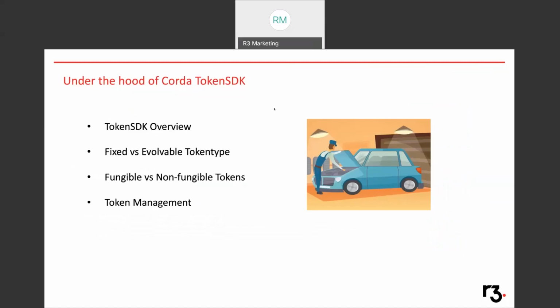So with that out of the way, you got a bit of a basic idea, I hope, about what a token is and what we're talking about in this Token SDK workshop. So we'd like to give you a bit of an overview of what the Token SDK is, talk about fixed versus evolvable token types, fungible and non-fungible token types, and how tokens are managed in the lifecycle. Now, I'll give you a brief overview here. After I'm done with that, we'll switch to Anthony Nixon, who will show you what this looks like in code in his IDE.